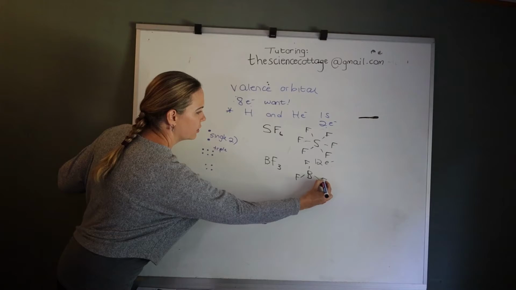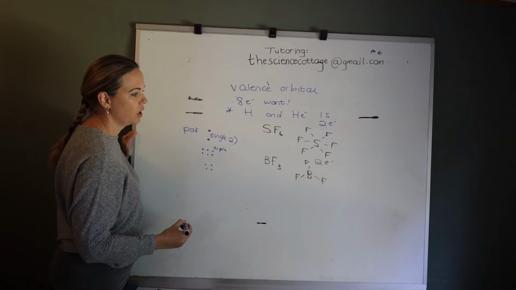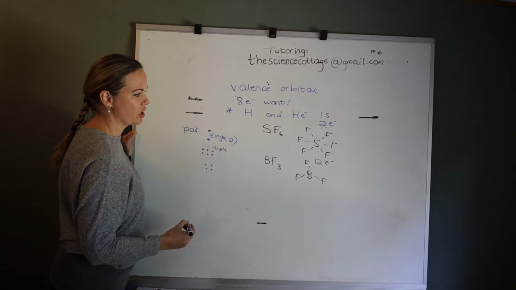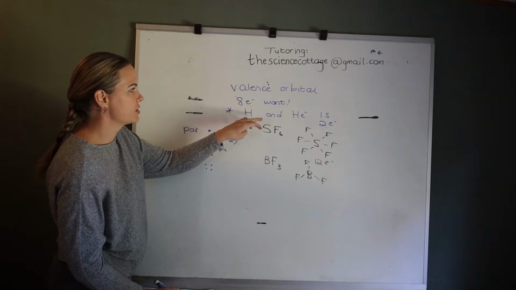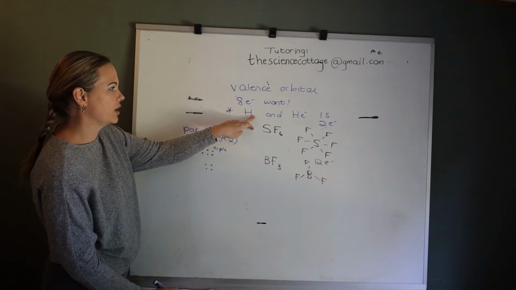There's only 6 electrons around the boron. So the boron will only have 6 electrons in its valence orbital. That's an exception. That's a smaller orbital. So those exceptions you need to know off by heart. But all the other molecules you can figure out by using these steps. 8 electrons in the valence orbital. Hydrogen wants one valence orbital, that first valence orbital containing 2 electrons maximum.